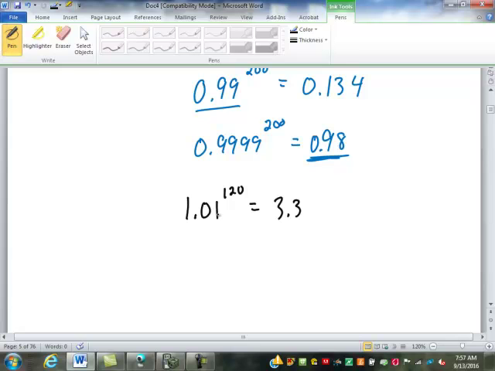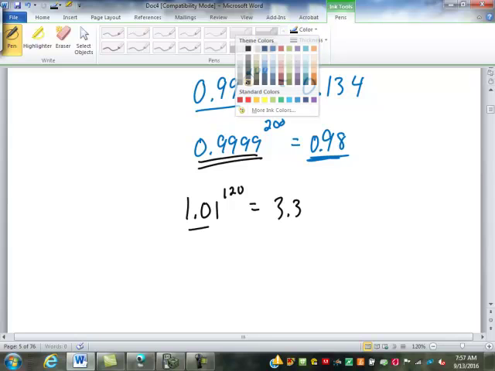So that's basically it: if something is smaller than 1, it's just going to keep getting smaller. If it's larger than 1, it's going to keep getting larger. And of course, at 1, it stays the same size.